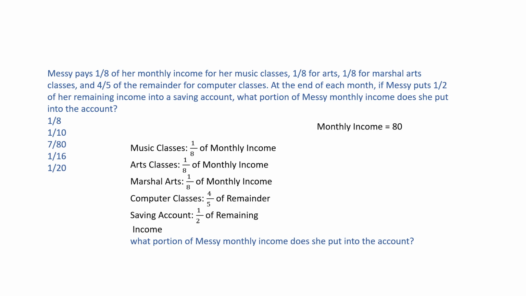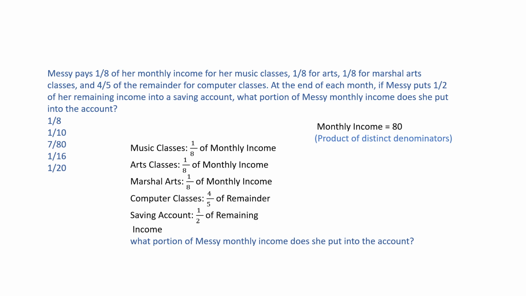Now let's take a good number for monthly income as 80. Now why only 80? Because this particular number is divisible by all the denominators here, right? 8, 8, 5 and 2. So that's the reason this is a good number, because it will make our calculation easy. Or we can say, take the product of distinct denominators to get a smart number.